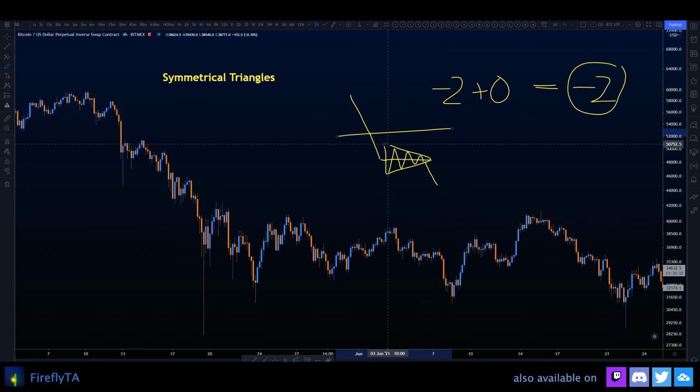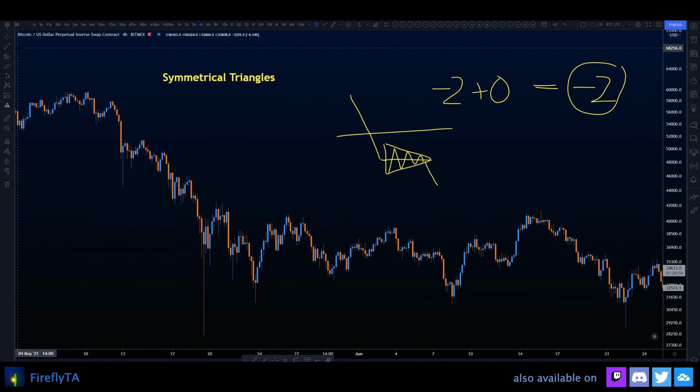This is why a symmetrical triangle is often a continuation pattern. Not always, but often. It is not because of the pattern that this continues down. It is because of the broader developments, the wider developments in this area that has a negative balance here, as you can see.